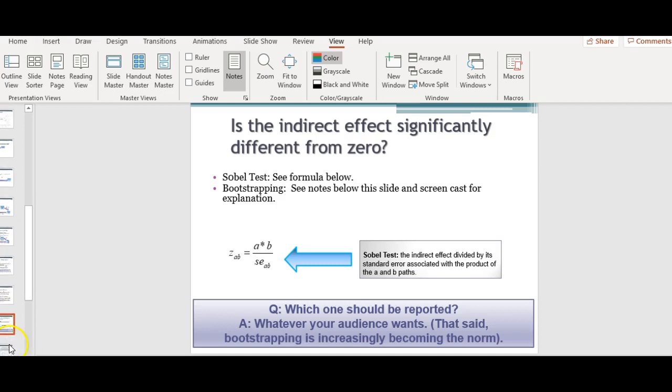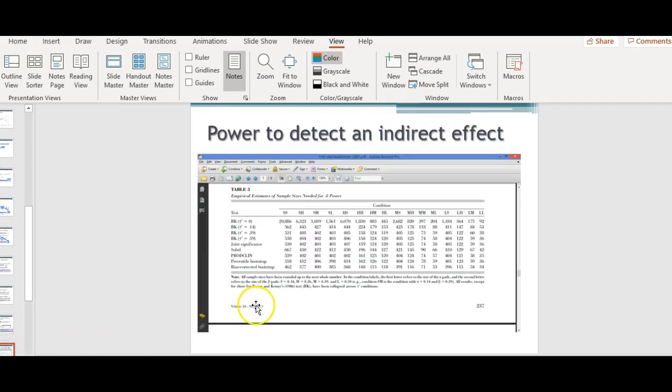Now moving on to power. Power to detect an indirect effect depends on a lot of things. And for this, I always reference Fritz and MacKinnon, and that's located in the notes below the slide. This is an article where they did a lot of Monte Carlo studies in order to really understand when you're getting significant indirect effects. At what N do you need? And that depends on the size of the A path and the B path. So I will show you that here.